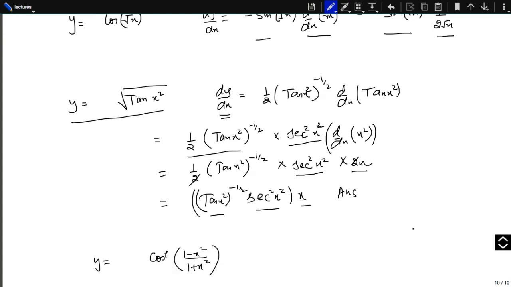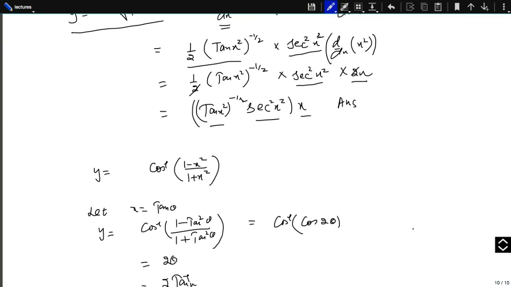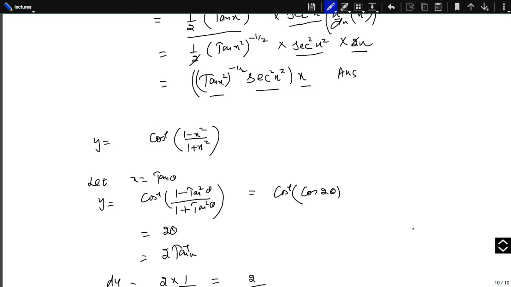The next example is from inverse trigonometric functions. y is equal to cos inverse of 1 minus x square by 1 plus x square. We suppose x equal to tan theta. This function becomes cos inverse of 1 minus tan square theta by 1 plus tan square theta, which is equal to cos inverse of cos 2 theta. As you know, 1 minus tan square theta by 1 plus tan square theta is equal to cos 2 theta.